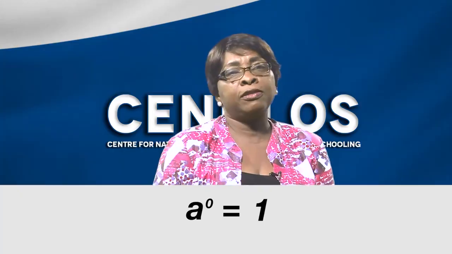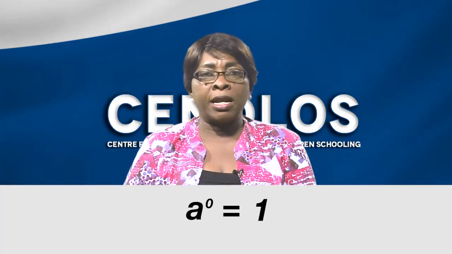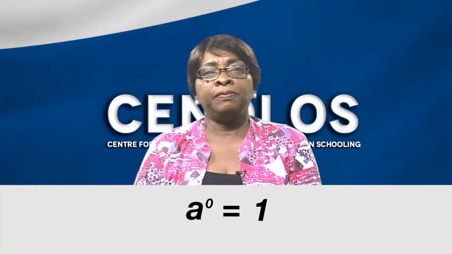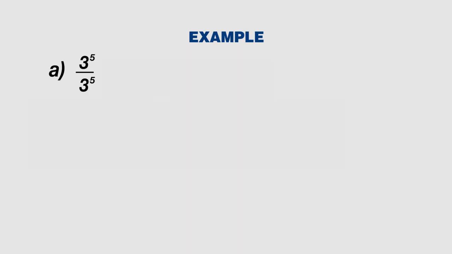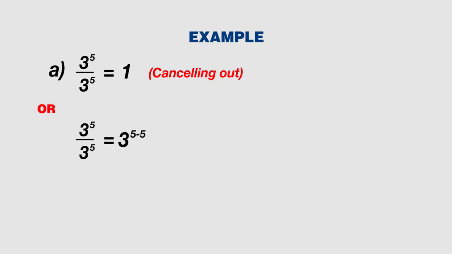So let's look at the last property, and that is 0 as an exponent. Now, anytime we raise a number to the power 0, it's equal to 1. For instance, if we have 3 raised to the power 5 divided by 3 raised to the power 5, you know that any number divided by itself is 1. And so here, we should get 1. We can also use our indices to work it out. And that gives us 3 raised to the power 5 minus 5. That will give us 3 raised to the power 0. So we say 3 raised to the power 0 is equal to 1.